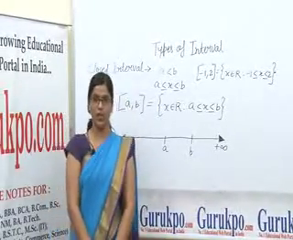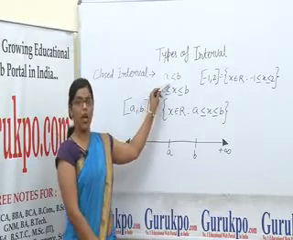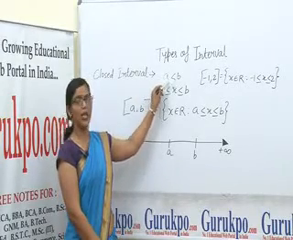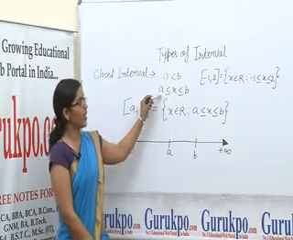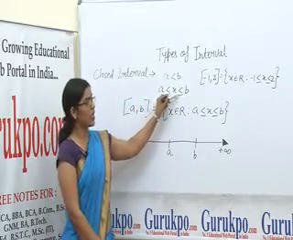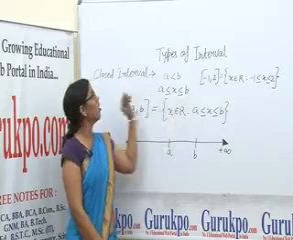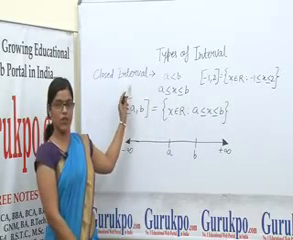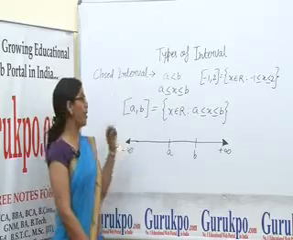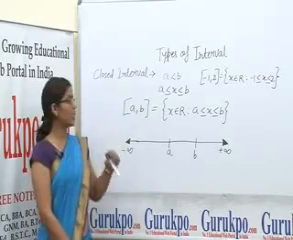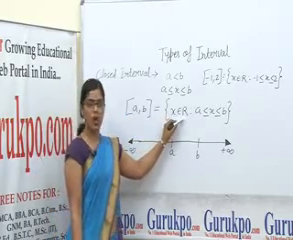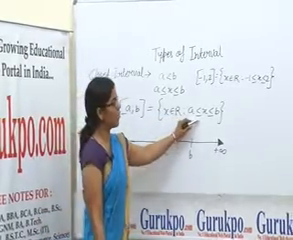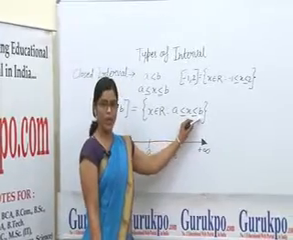What is a closed interval? Let a and b be two real numbers such that a < b. Then the set of all real numbers x such that a ≤ x ≤ b is called a closed interval, and it is denoted by this way. Thus we can say closed interval [a, b] = {x ∈ R such that a ≤ x ≤ b}.